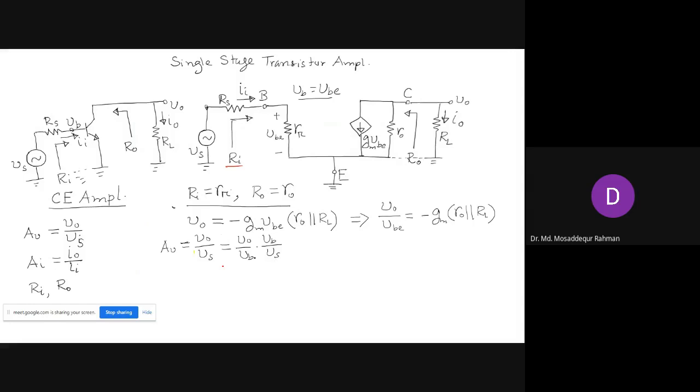So we have already determined this part, right? So that is this gain expression. So here we need to determine the second expression, VB by VS. So what will be VB by VS?